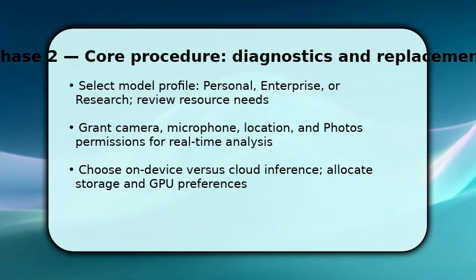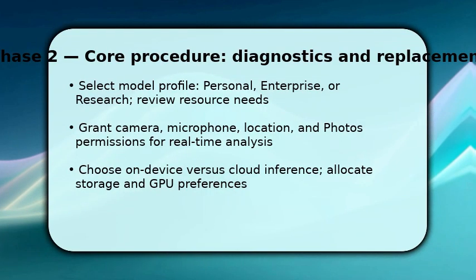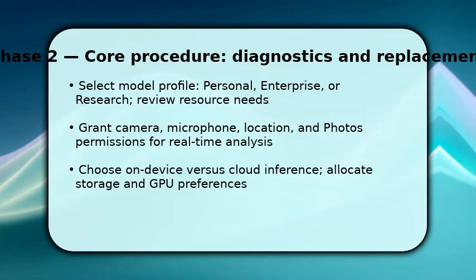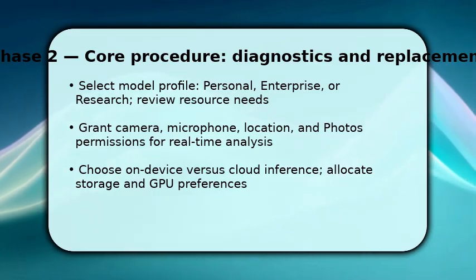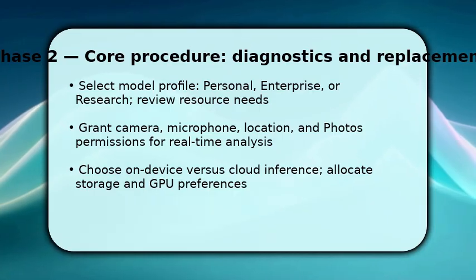Now configure the core behavior. Choose a model profile, personal for private use, enterprise for shared deployments, or research for experimental features, because each sets resource limits. Make sure you grant camera, microphone, location, and photos permissions. Without them, the system cannot analyze scenes or correlate context.